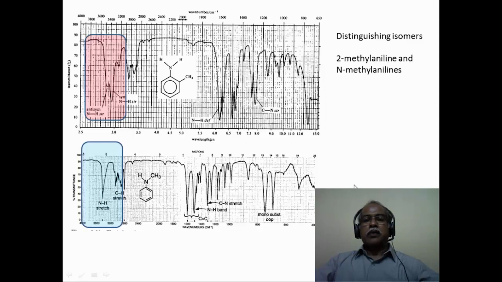In both cases, of course, one observes the CN stretching frequency. This corresponds to the CN stretching frequency, which is also present in the case of the secondary amine, and corresponds to this particular value here.